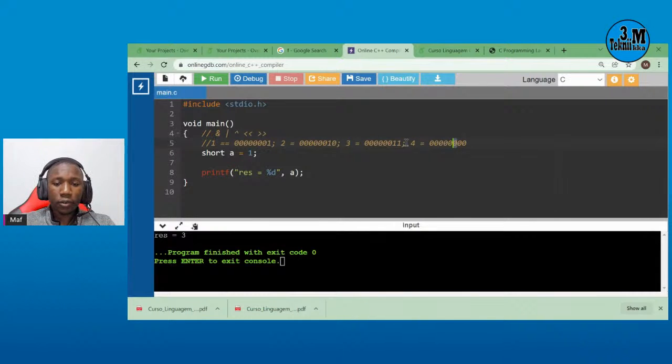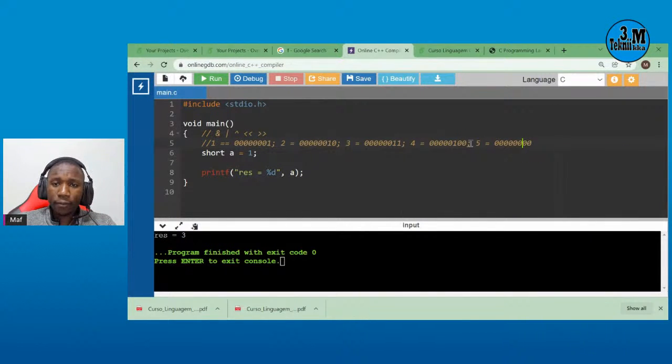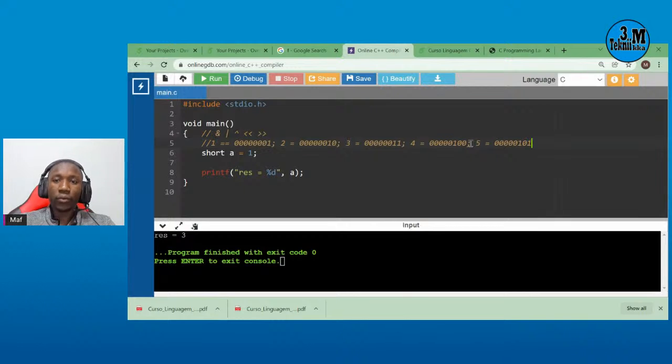This is 4. Okay, I can explain better, but you can also check our lesson about numeric values conversion, different numeric systems. You can check that there. Okay, we have 5. 5 is something like 1, 2, 3, 4, 5, 6, 7, 8. And then you have, this is called 1. This is called 2. This is 4. Okay, this is 4 plus 1, which is 5.